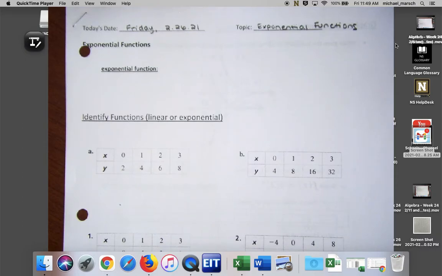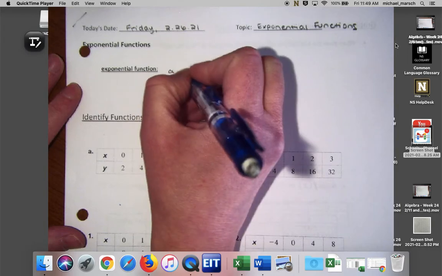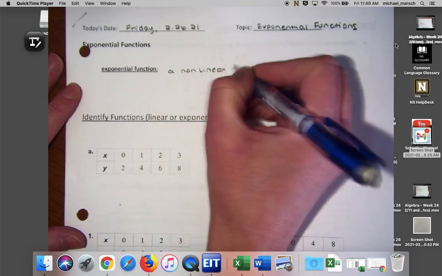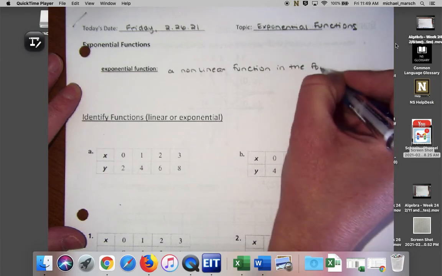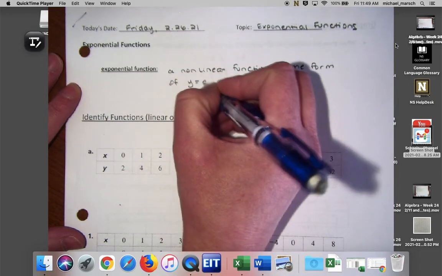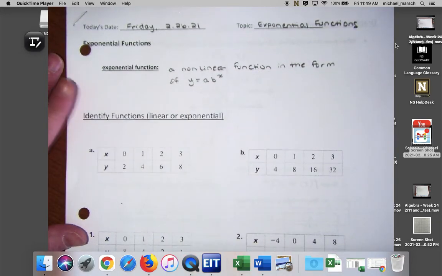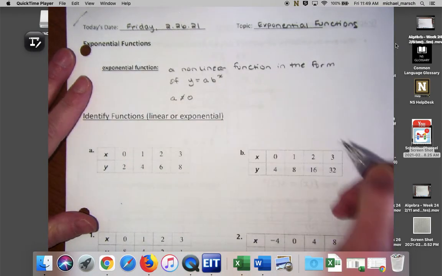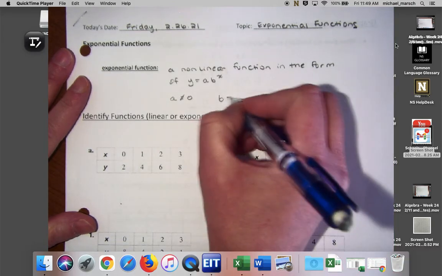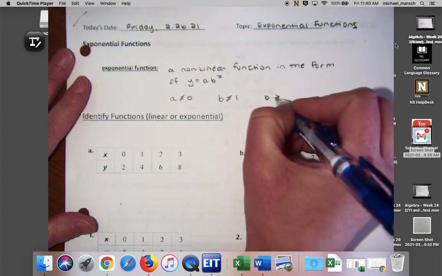So we're going to start out with the definition. An exponential function is a nonlinear function in the form of y equals ab to the x power, which isn't going to mean a lot to you right now, but it will as we work our way through the packet. Okay, so of course there's a couple rules. A cannot equal 0. B cannot equal 1. And B has to be greater than 0.